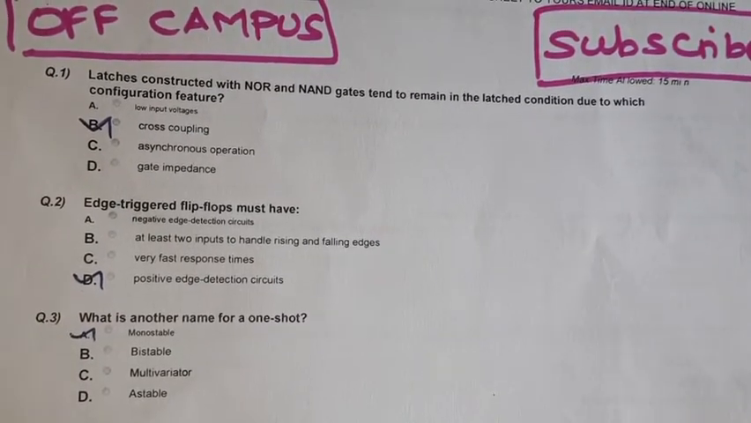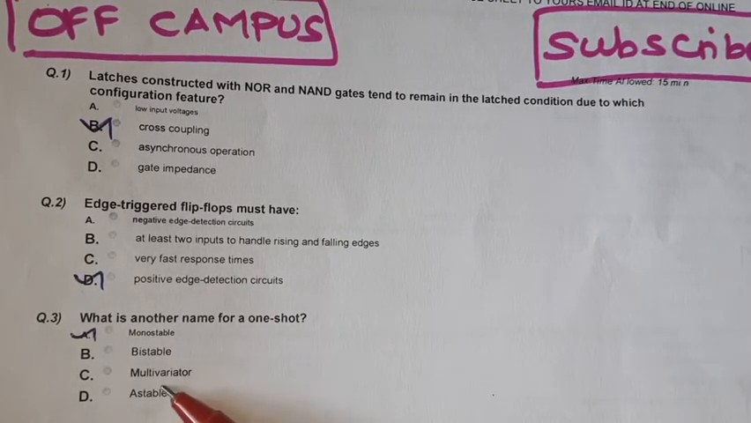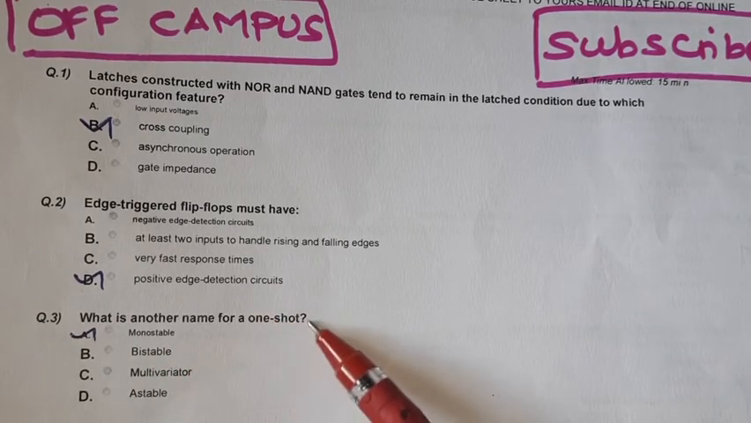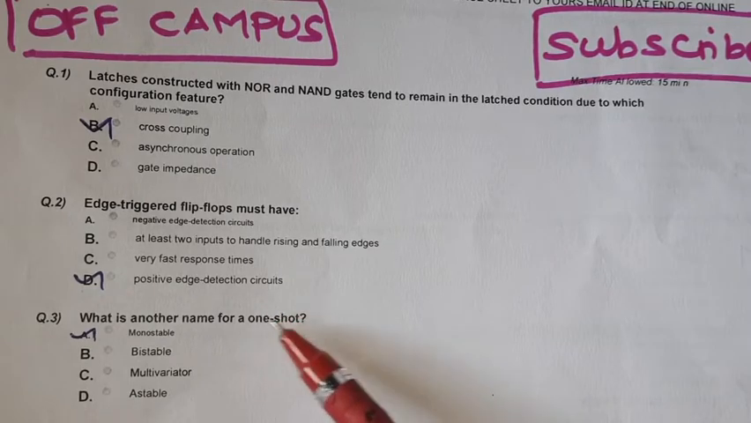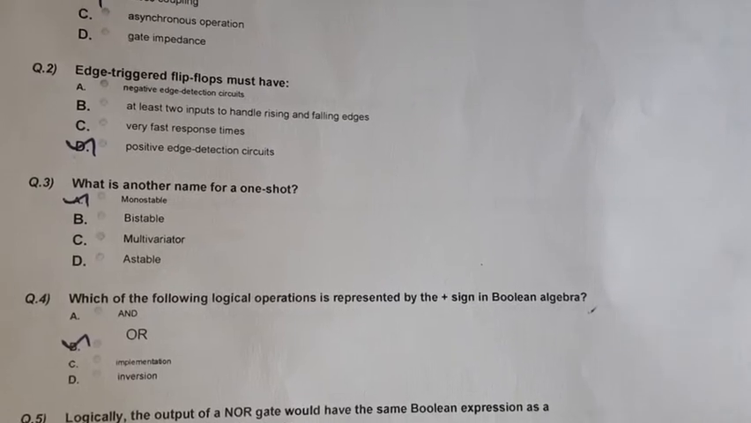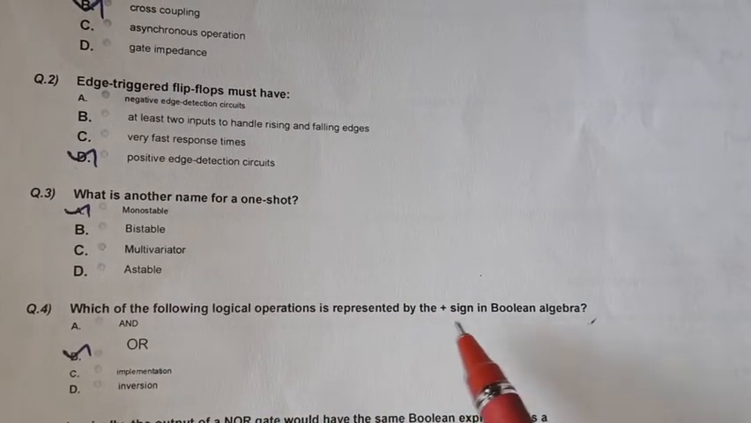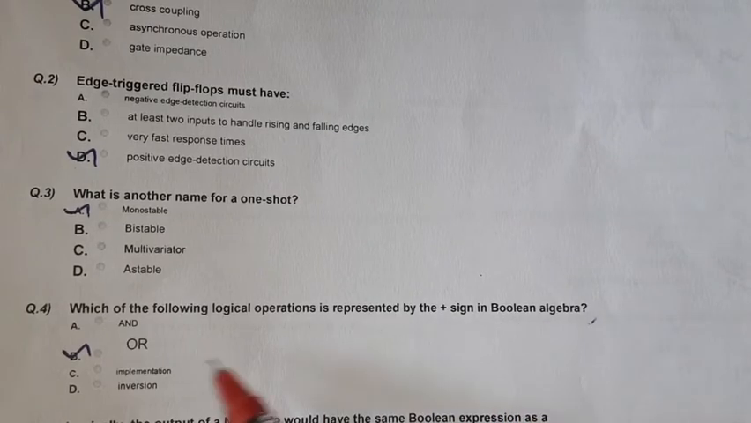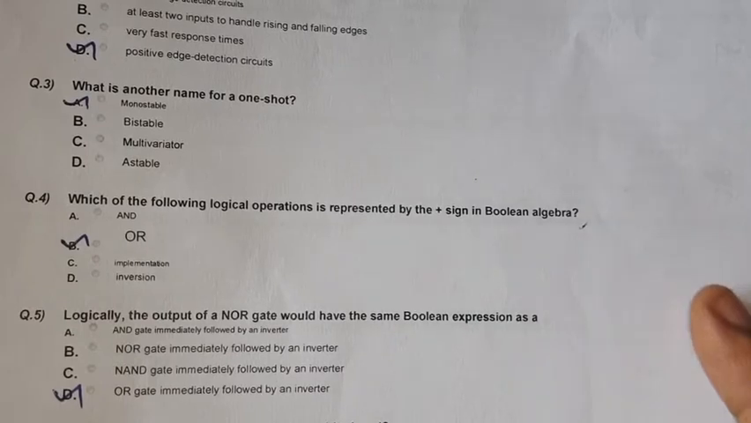Edge triggered flip-flops must have positive edge detection circuit. What is another name for one shot? Monostable, bistable, multi-vibrator, astable. One shot: in the name itself we have the answer, one shot. The option is monostable. Which of the following logical operations is represented by the plus sign in Boolean algebra? It is OR gate. The plus sign indicates OR gate.